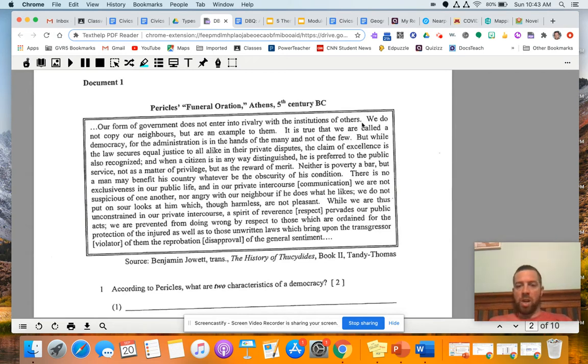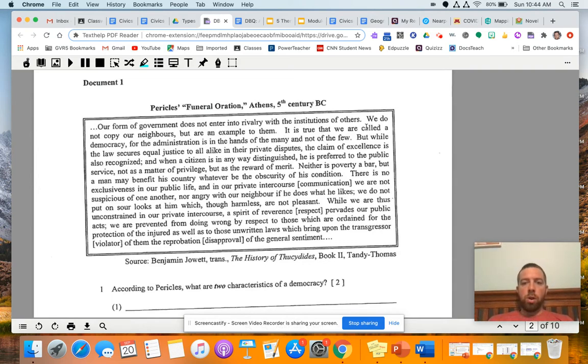He's talking about the other Greek city states. If you've ever studied ancient Greece, not all the city states had democratic governments. Sparta had a king. A bunch of the city states had kings and queens, and they were still monarchies in a sense, that they didn't really value people having power. They didn't value democracy. So he's saying, our government doesn't rival the other ones. We do not copy our neighbors. They don't want to be a monarchy, but we are an example to them. So he's saying we are the shining example in all of Greece of how government should be, right?